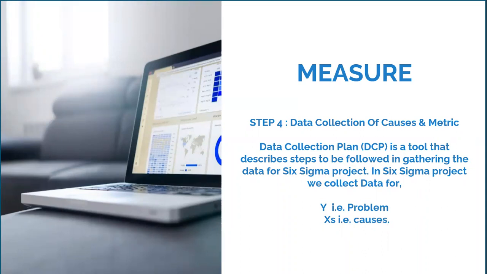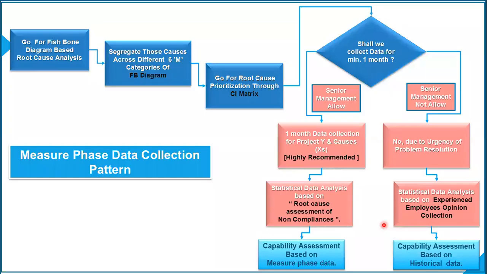Let's go to the next slide. Right, there are a few things from here onward in case of data collection. So we are done with the fishbone diagram based root causes. The next step is segregating those causes across different 6M categories of fishbone diagramming. Of course, that's for manufacturing. For IT, we have different categories. Then we use the CI matrix to come up with critical causes. So we're done over here.